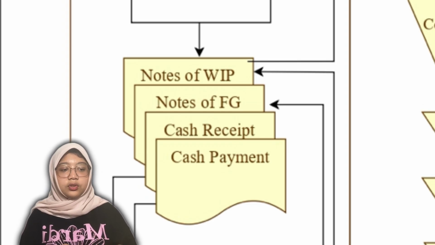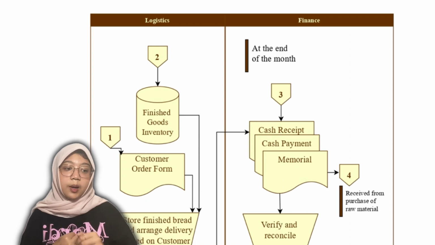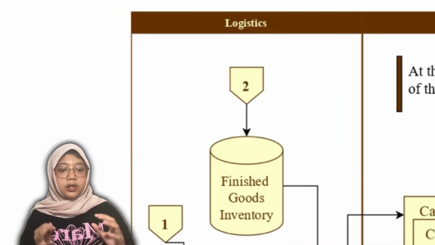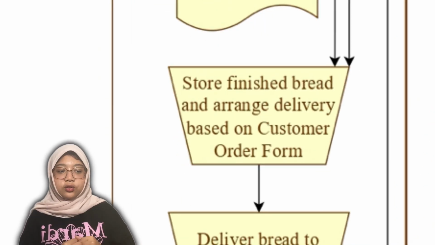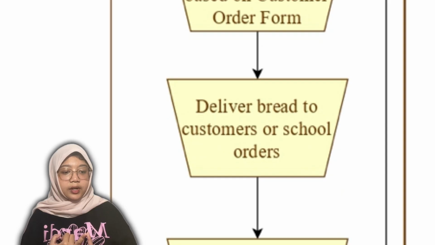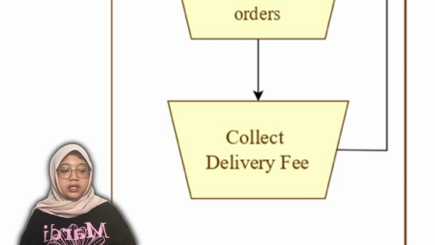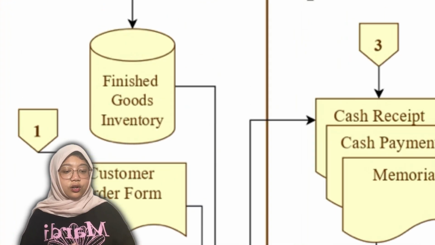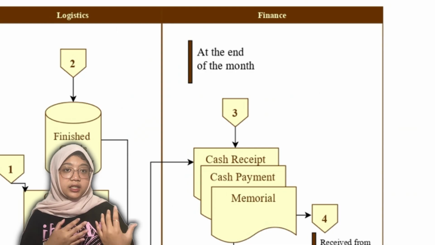Both of these notes are sent to the sales department, which uses them to monitor product availability and fulfillment of customer orders. And once the finished goods inventory is updated, the logistics department prepares for delivery based on the customer order form and receipt from sales. The logistics checks the finished goods inventory to confirm product availability. Logistics then packs and arranges the finished bread for shipment, and upon successful delivery, sales confirms the completion of the customer order, while the delivery fees or payments are collected and forwarded to finance for recording.